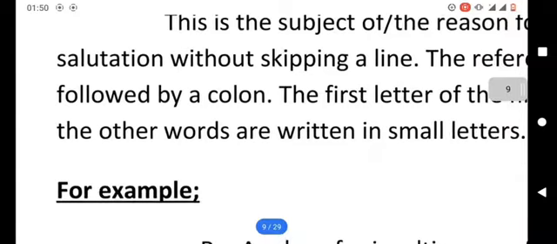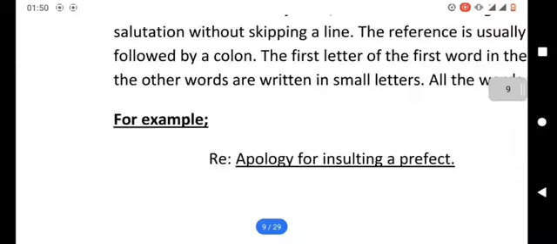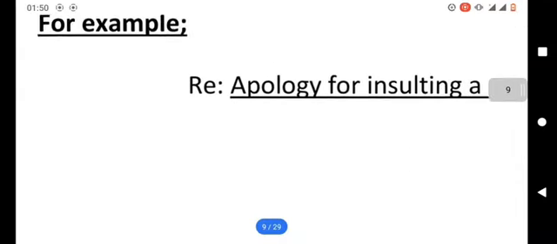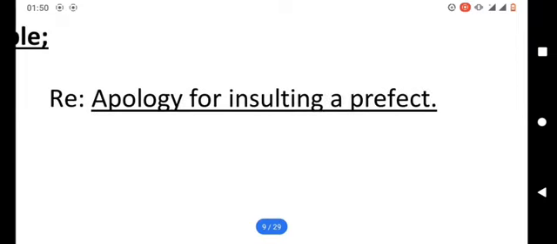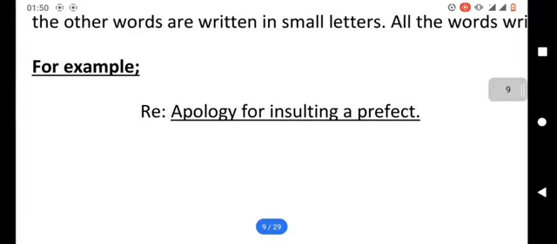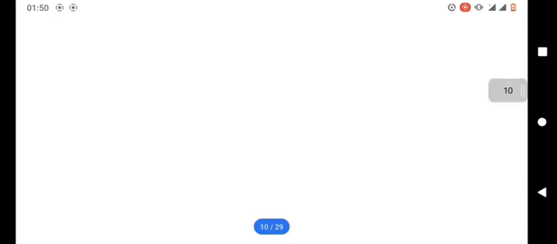I think you can see an example. It is here, capital R small e. Like for instance, the reason why we're writing: apology for insulting a prefect. You write using small letters, but when the first one is a capital, then you underline with a single line.